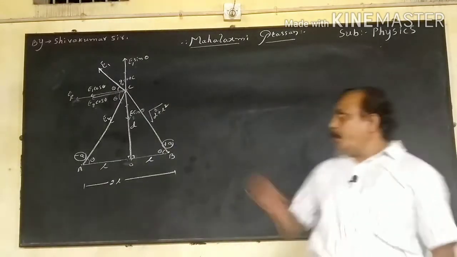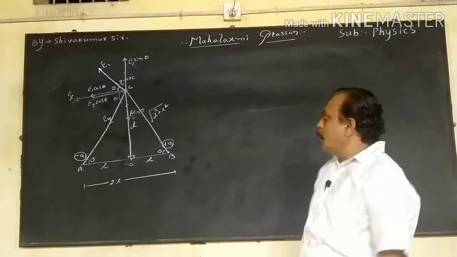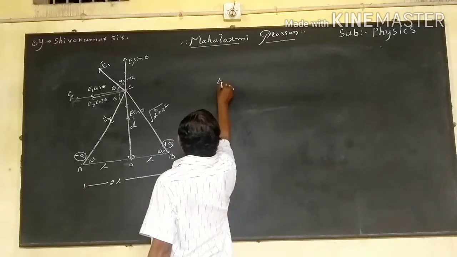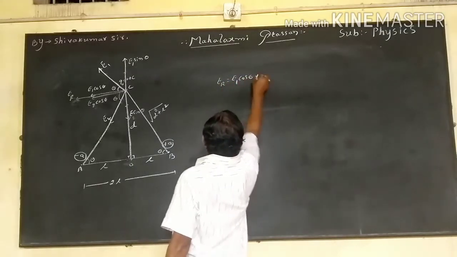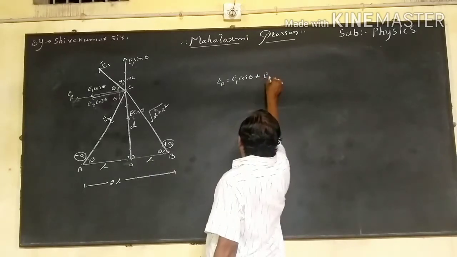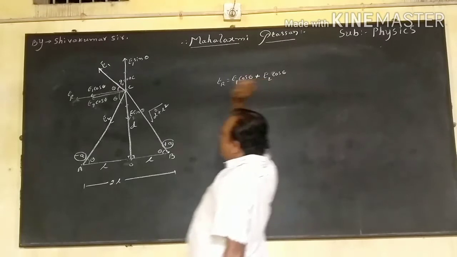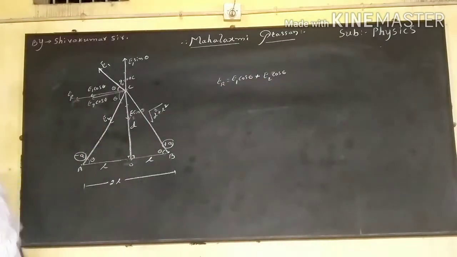So when the two vectors are in the same direction, what is the resultant? The sum of their magnitudes. Hence I can write the resultant electric intensity ER equals E1 cos theta plus E2 cos theta. Are you getting the point? E1 cos theta plus E2 cos theta, because they are in the same direction. Now this is my resultant.